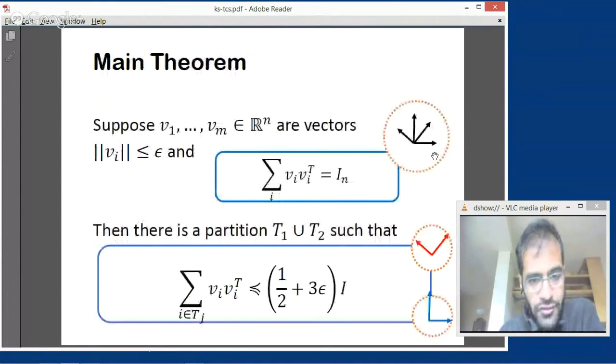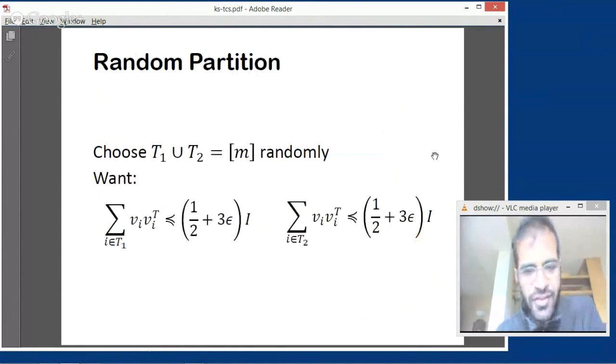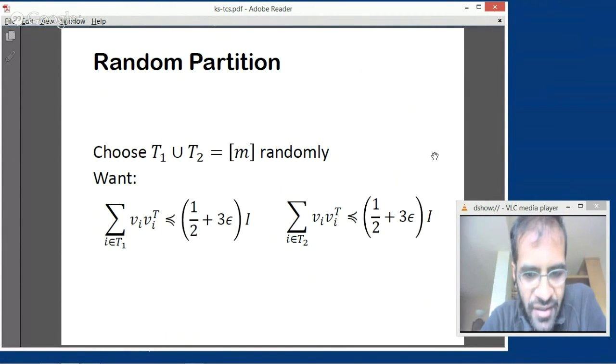So I want to find a partition, right? I'm given m vectors, and I want to find a partition that's balanced in the sense that the quadratic form is split evenly in every direction. So how am I going to find this partition? One natural thing to try is a random partition. What I'm going to do is put each vector in T1 with probability half, and in T2 with probability half. So my partition has two parts. And what I would like then is that each part has eigenvalues bounded by this half plus 3 epsilon, has small eigenvalues.